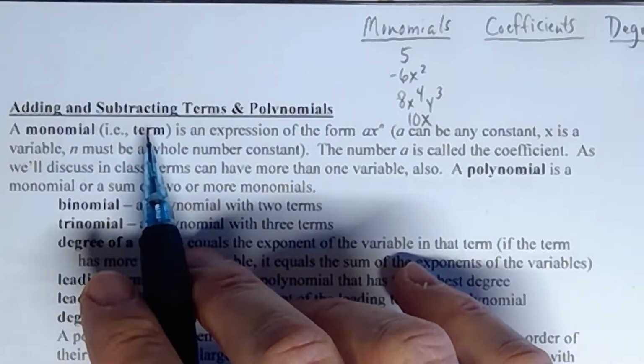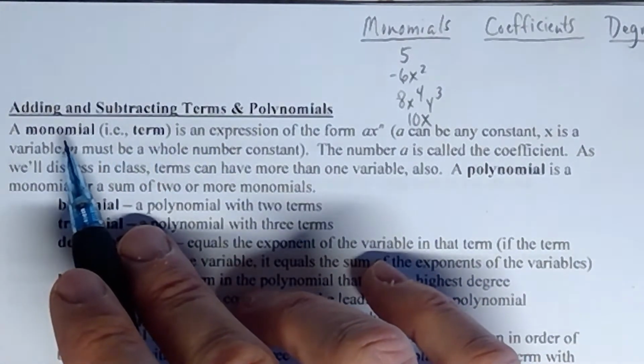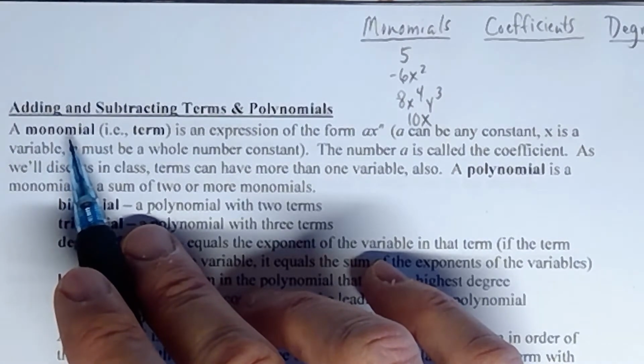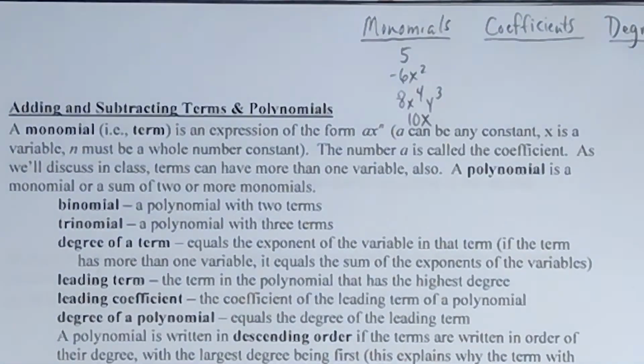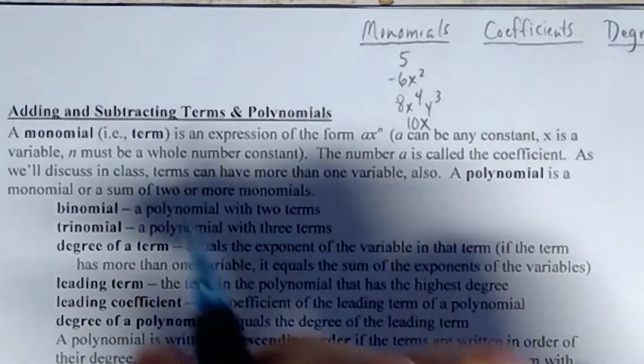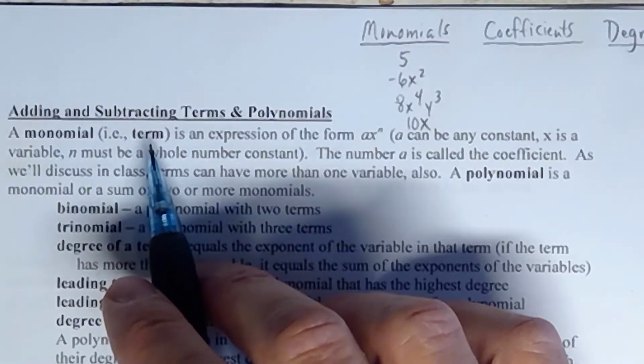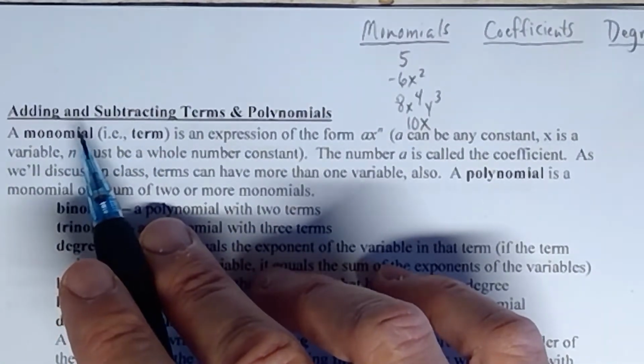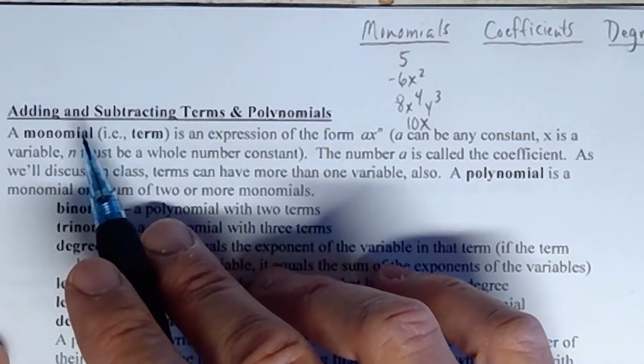Term is just a simple way of saying the official name for a term, which is monomial. There's different types of terms in math, but unless I say otherwise, whenever I say the word term, I'm referring to a monomial. So let's learn about what a monomial is.